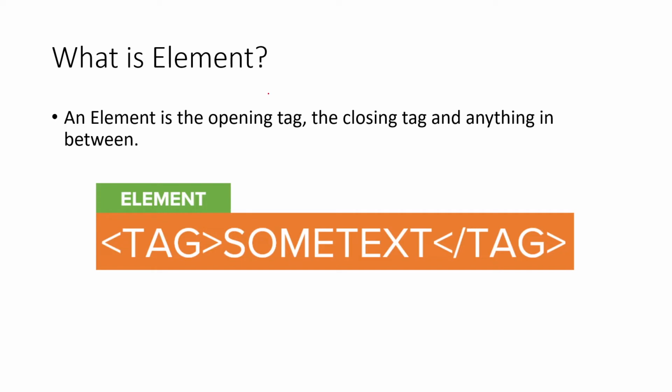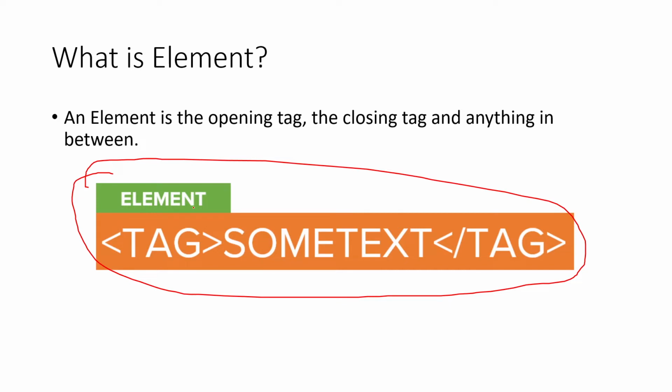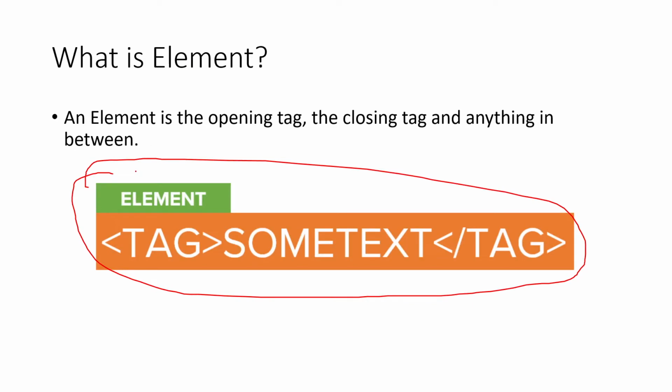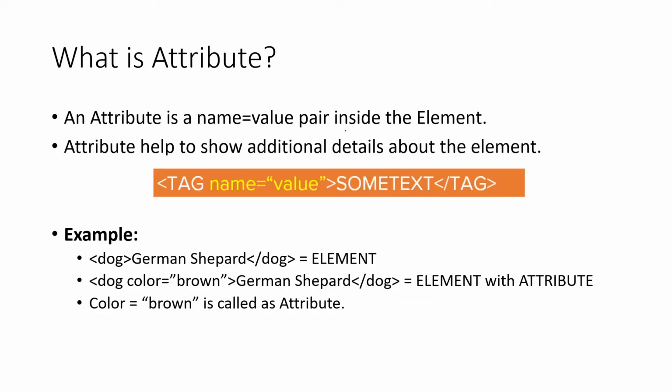Next is we have the element. Element is the opening tag, closing tag, and anything in between. Everything this is an HTML element. So, kita nyo yung tag. Ito lang, itong dalawa dito. When it comes to the element, it is an HTML element kapag meron siyang something sa loob. So, yung buong pangyayari. Okay.